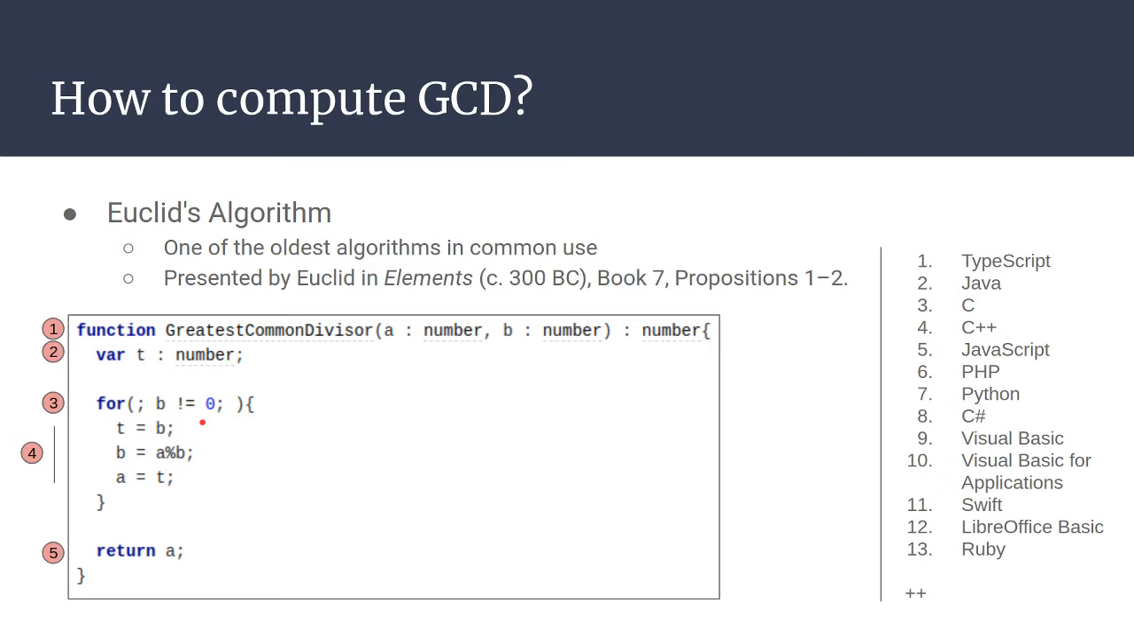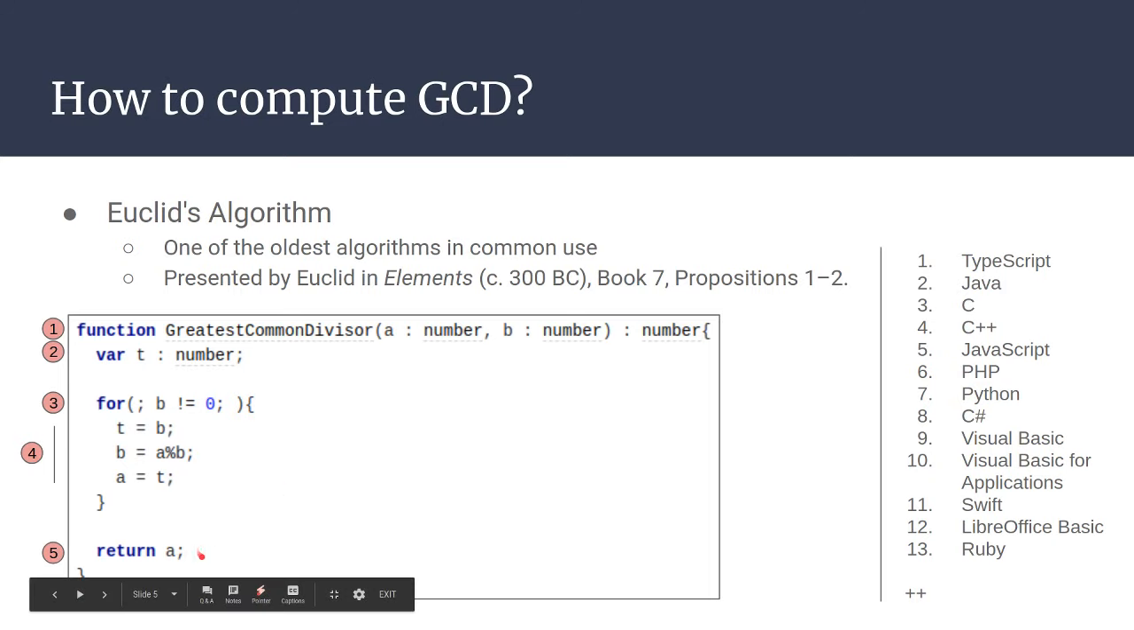The first step inside is to set t equal to b. The next step is to set b equal to a mod b, or modulus. And the third line here is to set a equal to t. Now, when this loop is done, the result, the GCD, is in A, so we return A down here. Now, if you want to know why this algorithm works, you can check out the link on the last slide.